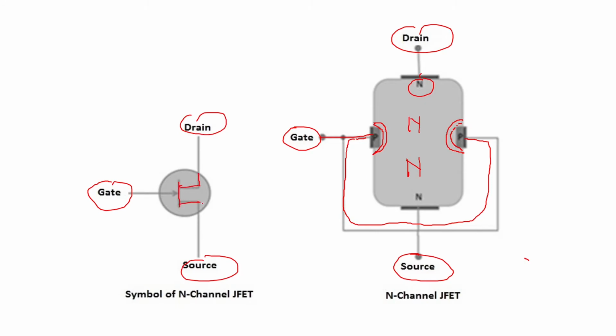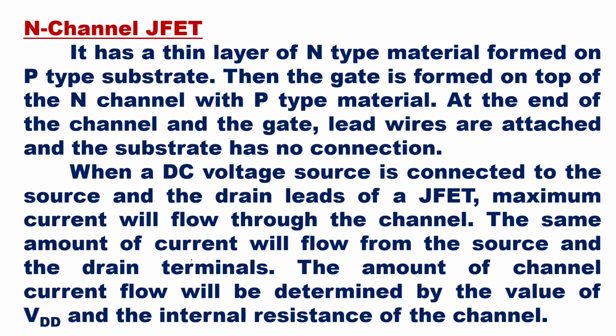Here you have these terminals and your gate terminal. If the arrow points inward, it is an N-channel JFET. If the arrow is in the opposite direction, then it is a P-channel JFET. At present we are viewing the N-channel JFET. It has a thin layer of N-type material formed on a P-type substrate. Then the gate is formed on top of the N-channel with P-type material. At the ends of the channel and the gate, lead wires are attached, and the substrate has no connection.